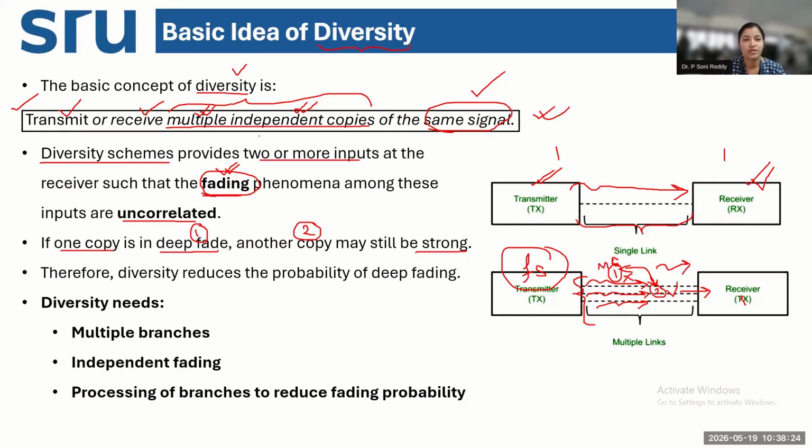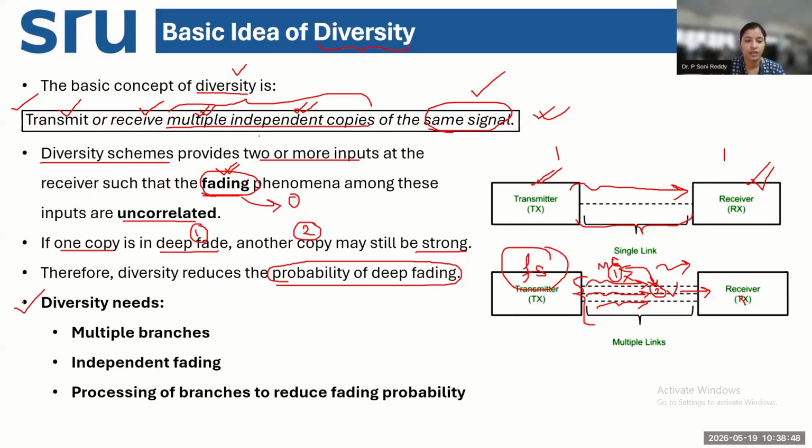Okay. So diversity means that ultimately the fading effect, which causes everything to go to zero, should be overcome, or destructive interference should be overcome. So diversity reduces the probability of deep fading by increasing the chance of multiple components reaching the receiver. That is what is called diversity.